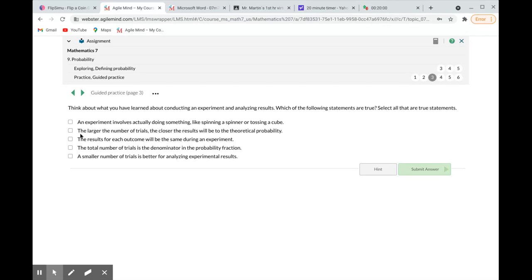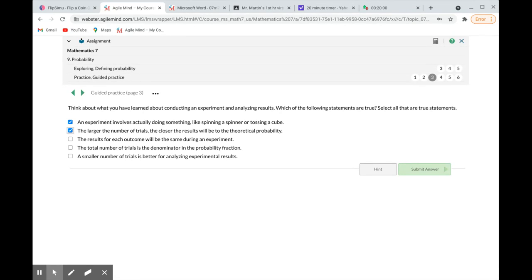All right. The larger the number of trials, the closer the results will be to the theoretical probability. After today's results, do you agree or disagree with that statement? I agree. Good. The results for each outcome will be the same during an experiment. Is that what happened today? No. There we go. All right.